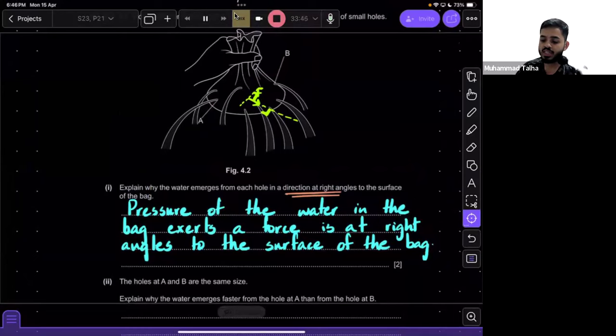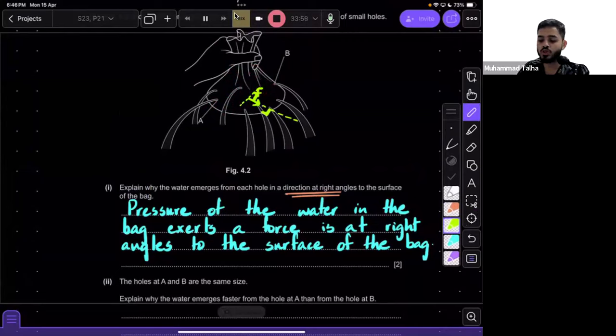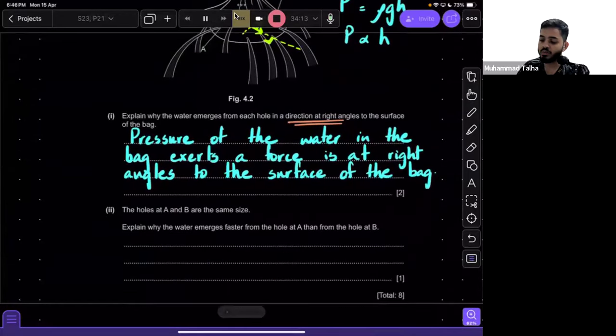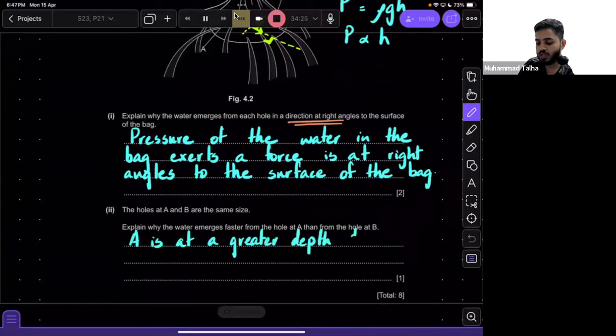So you can see that A is at a greater depth below the surface, and this is not at as much of a depth. So since the depth is less, the pressure here would also be less, right? If I just write down the formula for it, you know that pressure is given by rho g h. H is the depth. So I can see that pressure is basically going to be proportional to the depth. So I'll say why it emerges faster from A is because A is at a greater depth, and the liquid pressure is greater here.